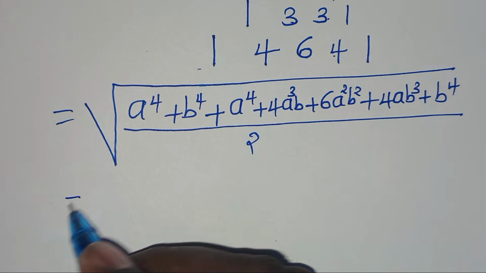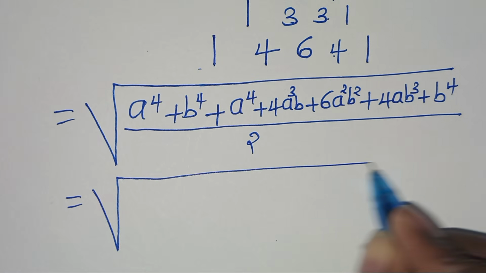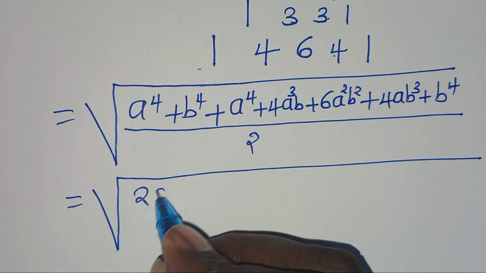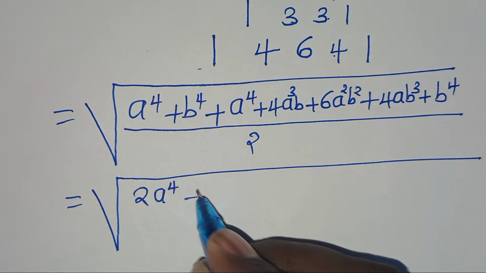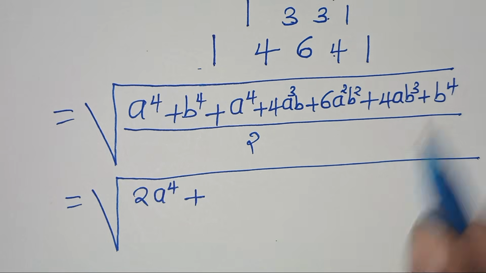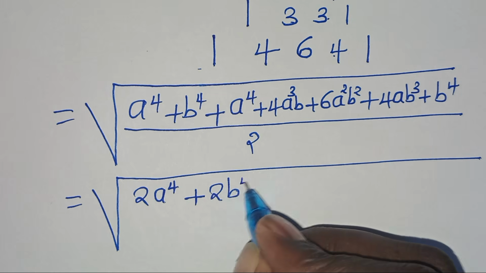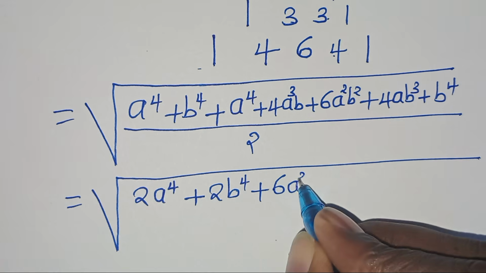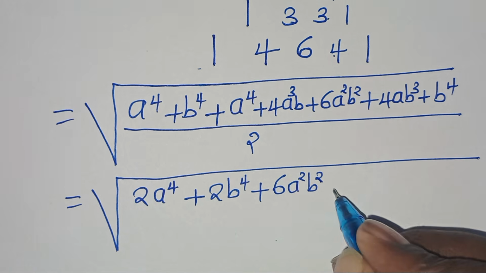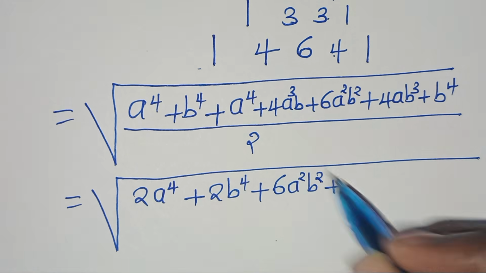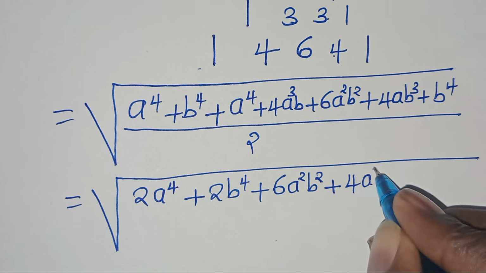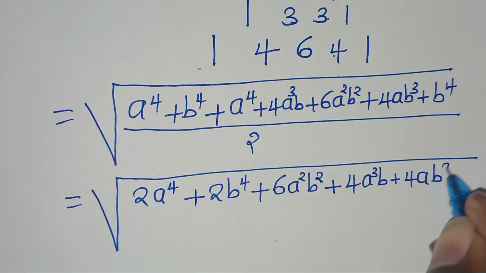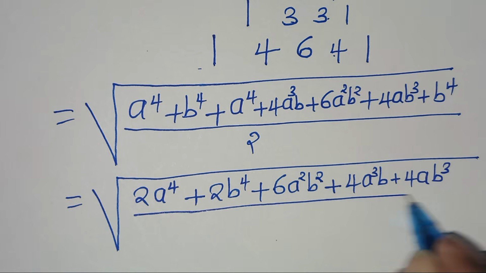Now the next step is that we have the square root of a to the power of 4 plus a to the power of 4, this is 2a to the power of 4, then plus b to the power of 4 plus b to the power of 4, this is 2b to the power of 4, then plus 6a squared b squared, then plus 4a to the power of 3 b, then plus 4a b to the power of 3, divided by 2.